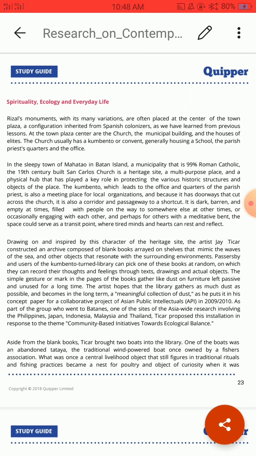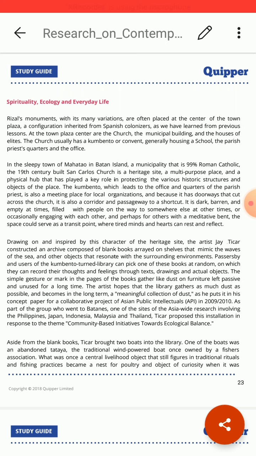Rizal's monument, with its many variations, is placed at the center of the town plaza, where at the center are the church, the municipal building, and the houses of elites. The church usually has a convento or convent, generally housing a school, the parish priest quarters, and the office. In the sleepy town of Mahatao in Batan Island, the municipality is 99% Roman Catholic.